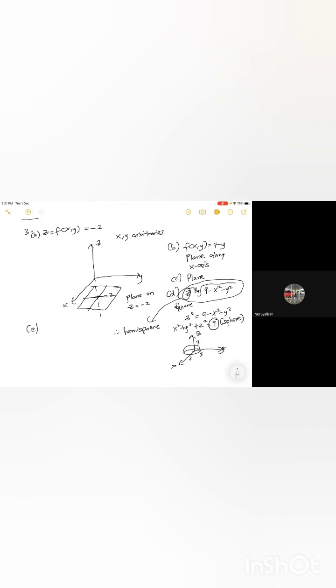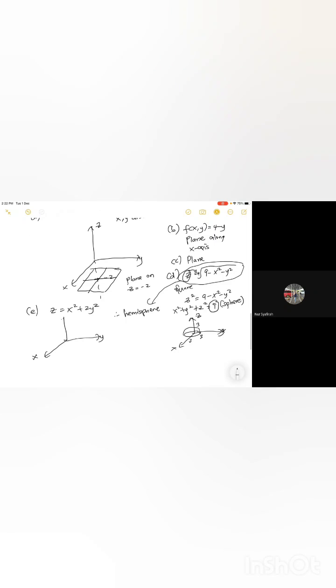And lastly, E. Okay, so this is what we call a paraboloid. Because z equals x squared, you have a parabola that looks like a smile. Z equals y squared, also you have a parabola opening upward along z. Okay, this one only the radius of the circle, this one. Okay, so you don't have to show that one. Okay, so that's it for exercise 3.1.